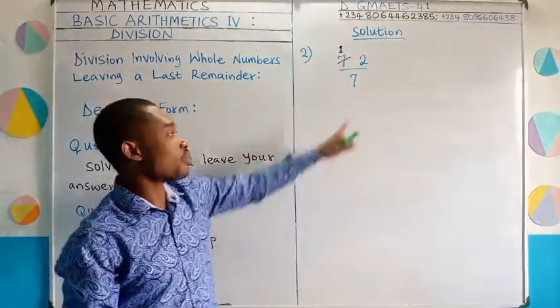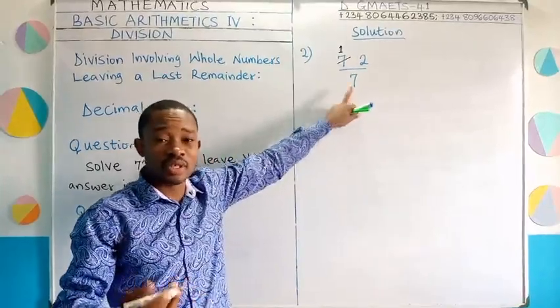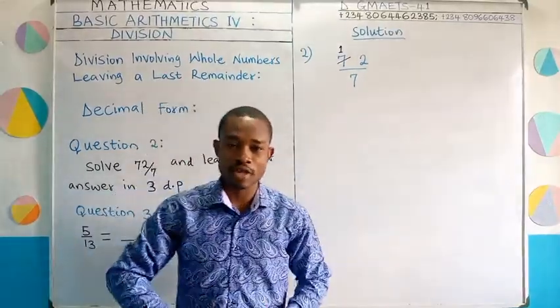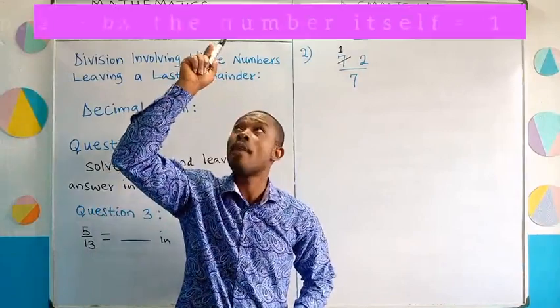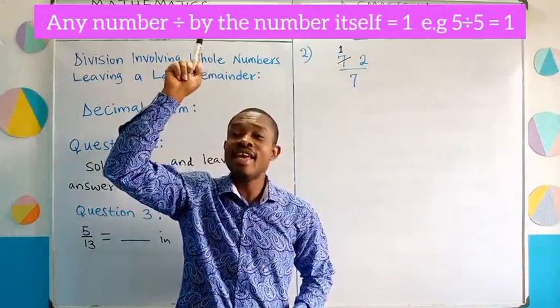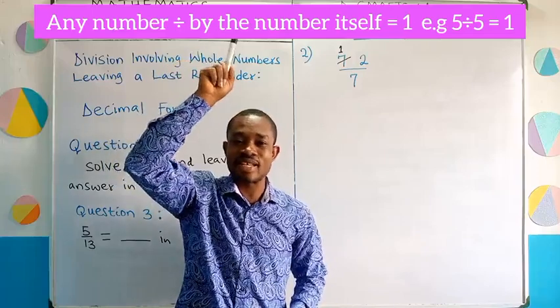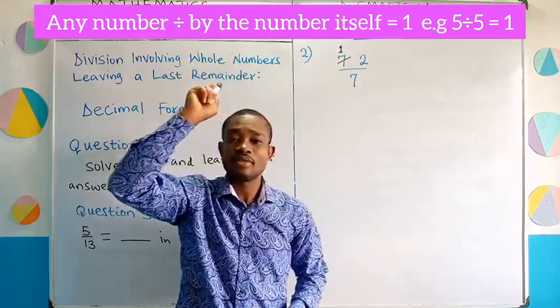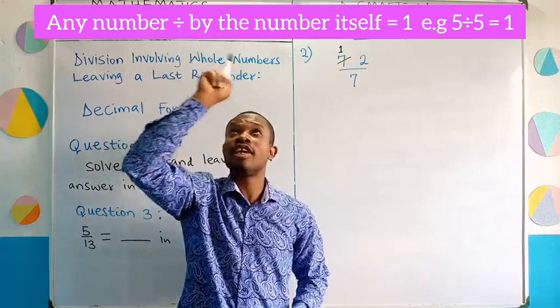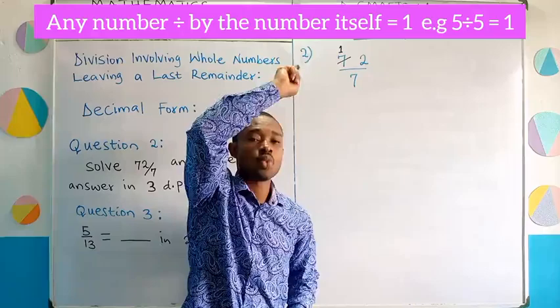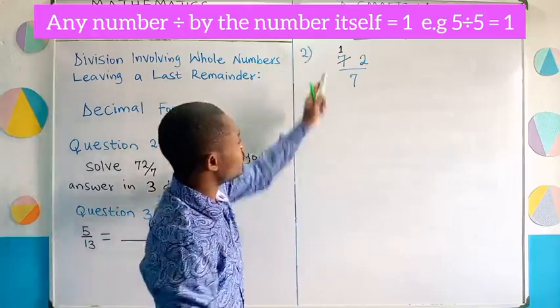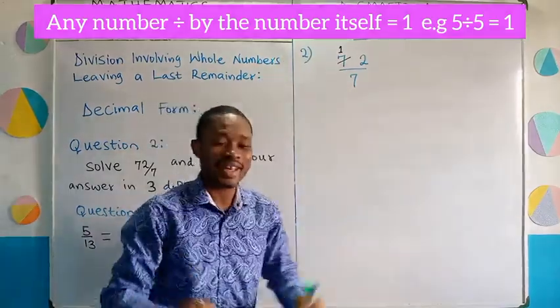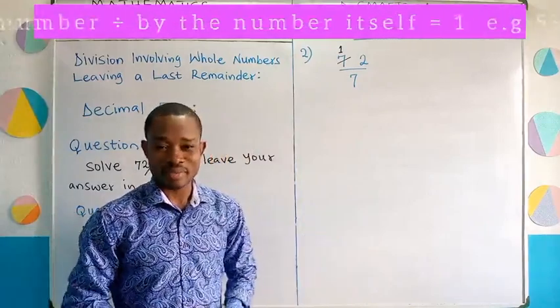From 7 times table, we are working with 7 times table now because the denominator is 7. And please take note of this. You can put it down. Look at it up. Any number divided by itself is equal to 1. Any number divided by itself is equal to what? 1. So 7 divided by 7 is 1. Exactly. There will be no remainder.